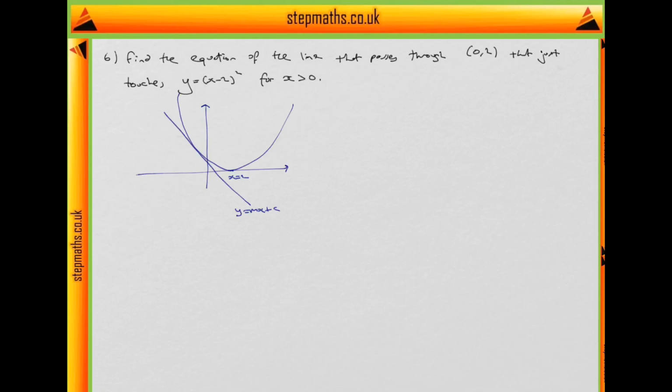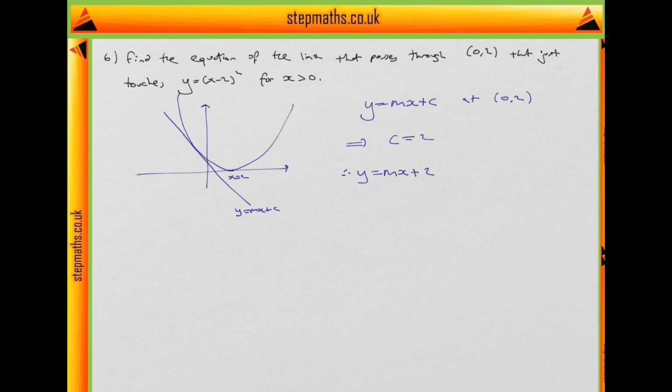When it passes through the point (0, 2), we can plug in x equals 0 and y equals 2. Plugging that into y equals mx plus c at (0, 2), this implies that c is 2, because 0 times m is 0, and then y is 2, so c is 2. So we know that y is mx plus 2.